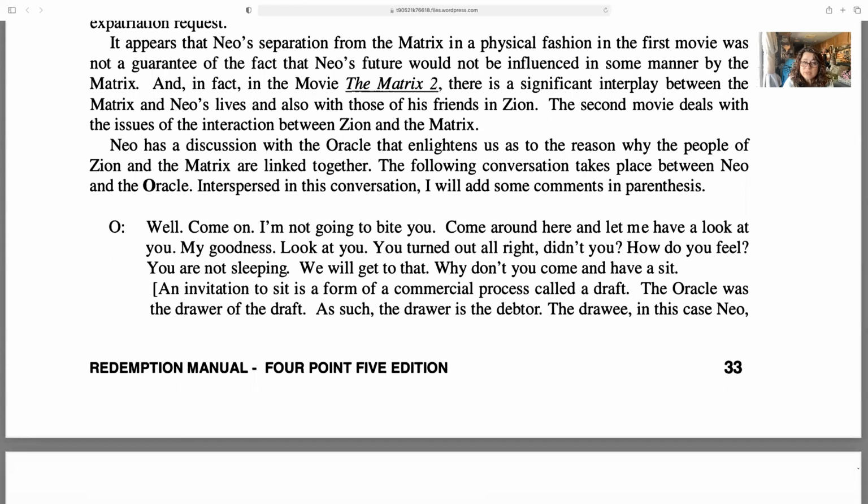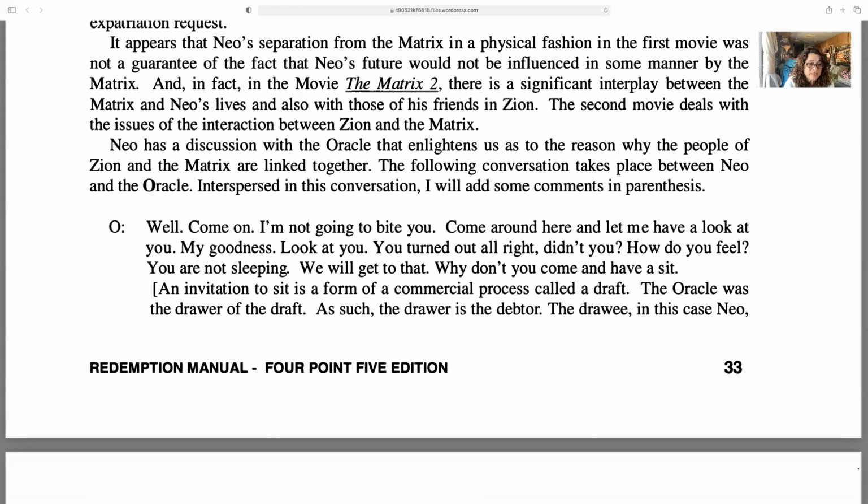Oracle: Well, come on. I'm not going to bite you. Come around here and let me have a look at you. My goodness, look at you. You turned out all right, didn't you? How do you feel? You are not sleeping. We will get to that. Why don't you come and have a sit?